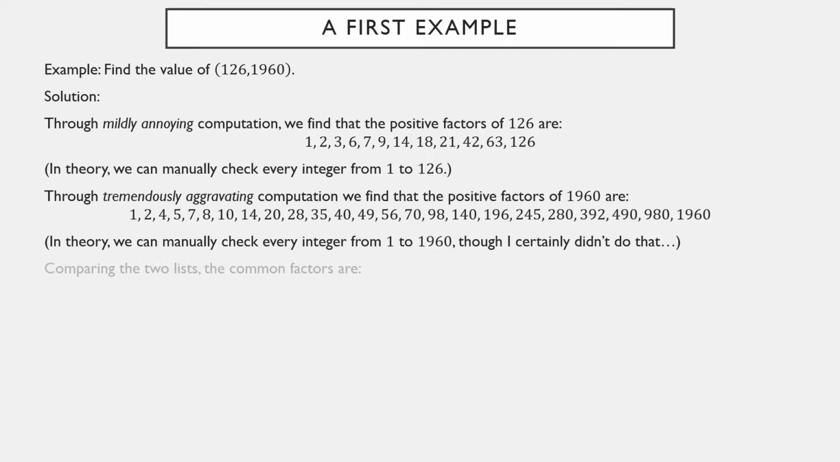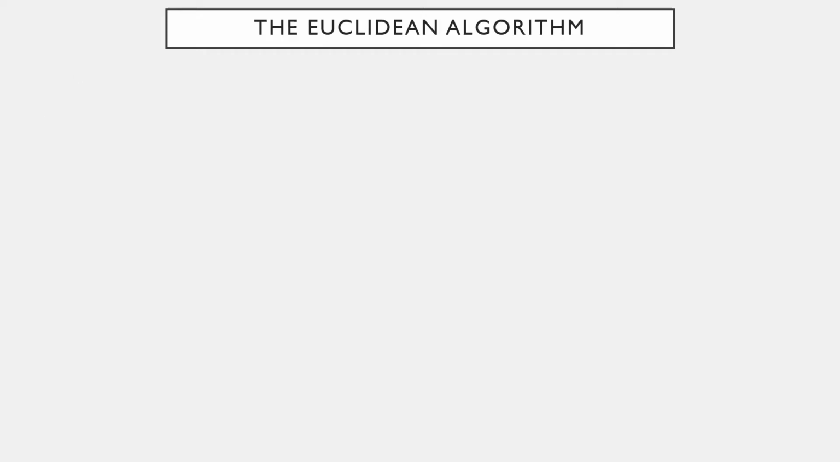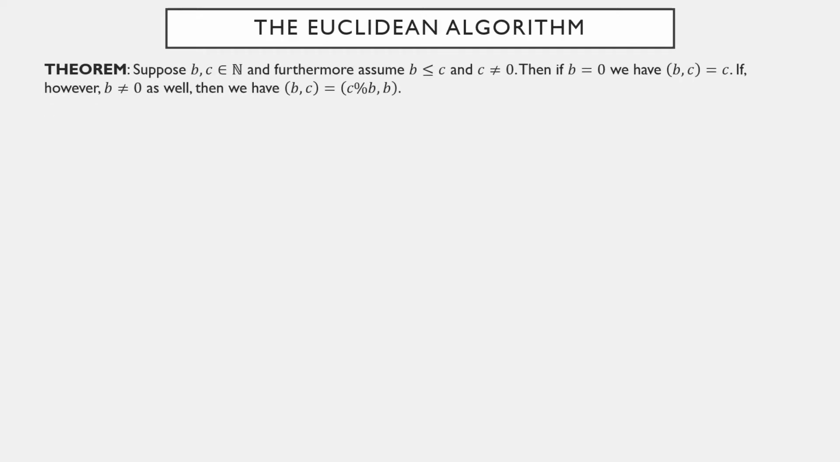But now if I look at the two lists, the only common factors are 1, 2, 7, and 14. Those are the only numbers that appear in both lists, and therefore the biggest common factor is 14. Okay, this was not a fun or convenient way to do this problem, but there it is, we have an answer. There must be a better way, however. We're not going to just do this really awful manual computation every time we want to find the greatest common factor. So here is the Euclidean algorithm, presented as a theorem.